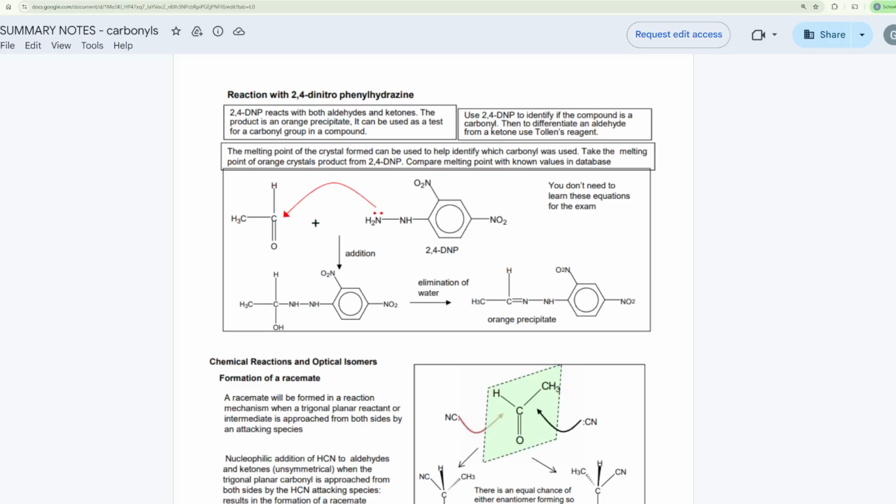Use 2,4-DNPH to identify the compound as a carbonyl, then to differentiate an aldehyde, use Tollens' reagent. The melting point of the crystal formed can be used to help identify which carbonyl was used. Take the melting point of the orange crystals from 2,4-DNPH and then compare the melting point with known values in the database. You don't need to learn these equations for the exam.